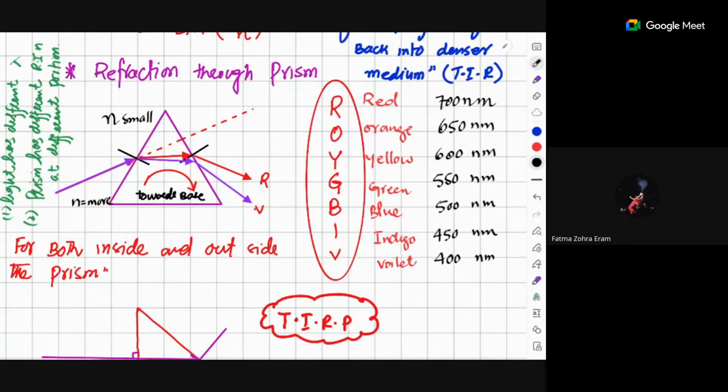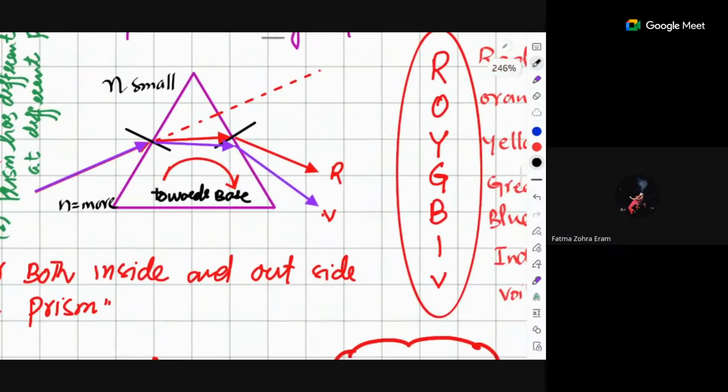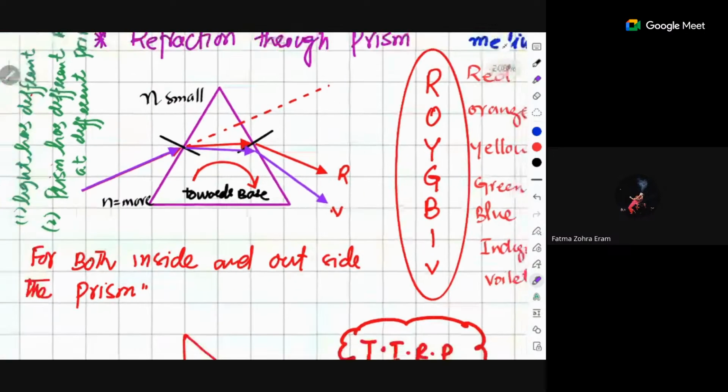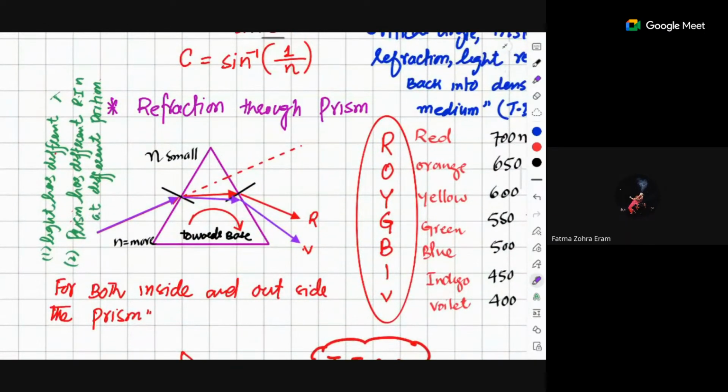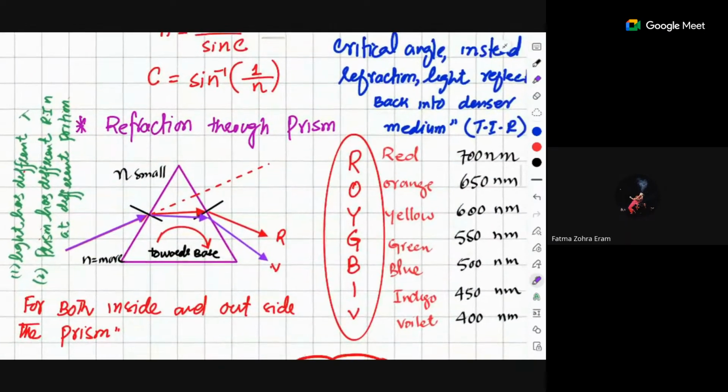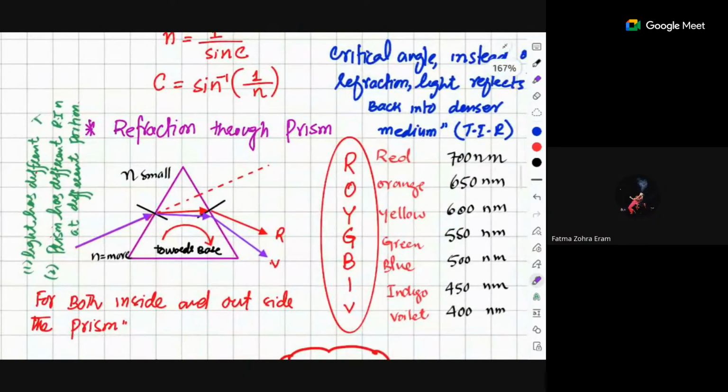So when a combined light, I mean composite light, is incident over here, that composite light is split into all these seven colors. But if you make individual light components incident, like red, then violet, red will have the least bending and violet will have the most bending. So I think this much is enough for the refraction through prism. Any question?